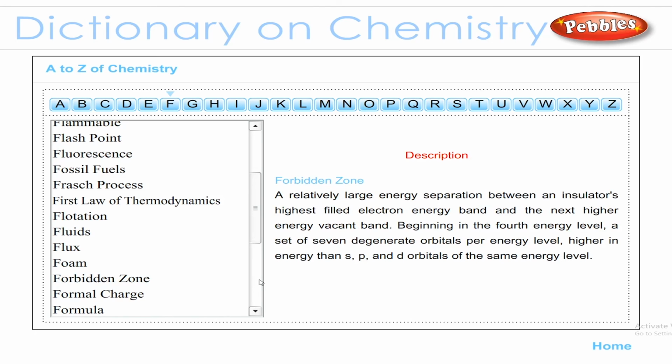Forbidden zone. A relatively large energy separation between an insulator's highest filled electron energy band and the next higher energy vacant band. F orbitals. Beginning in the fourth energy level, a set of 7 degenerate orbitals per energy level, higher in energy than s, p and d orbitals of the same energy level.